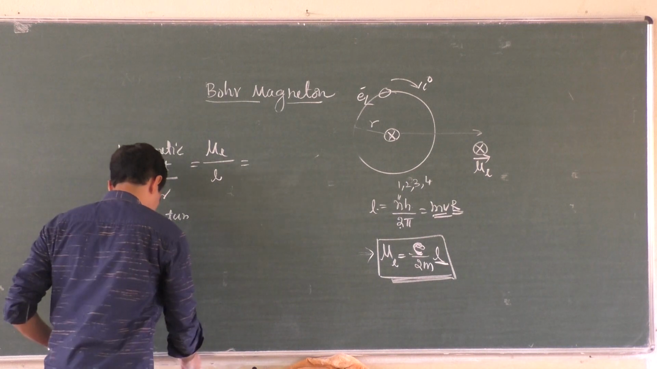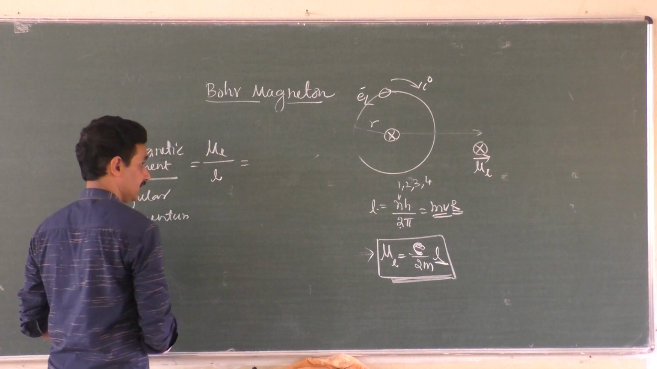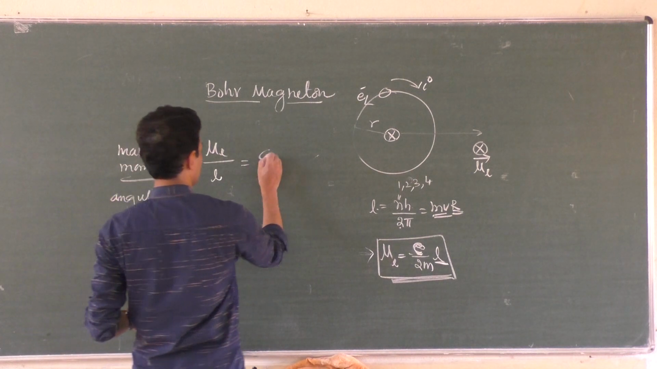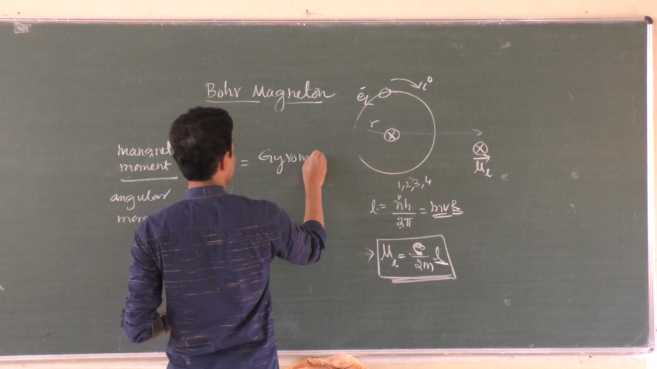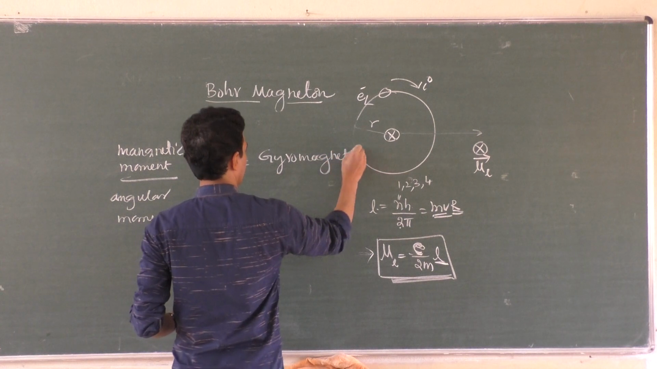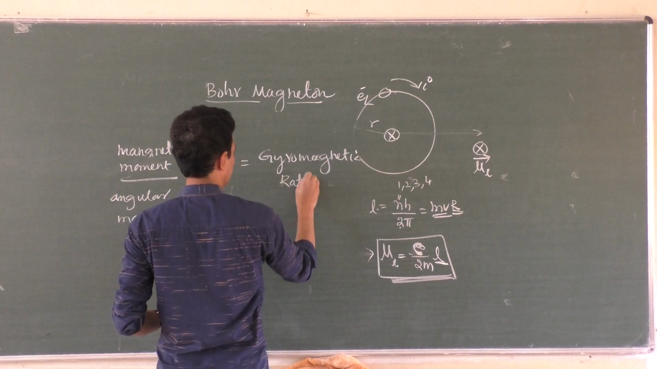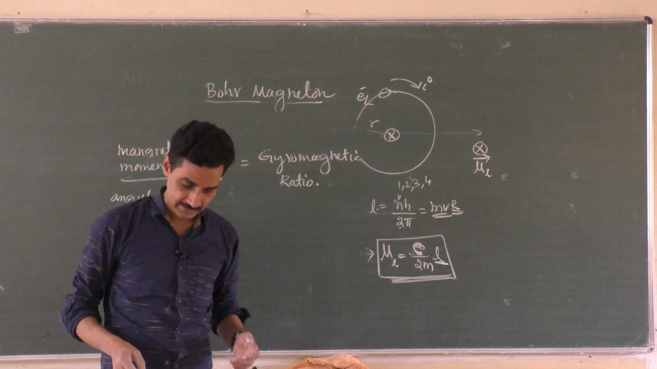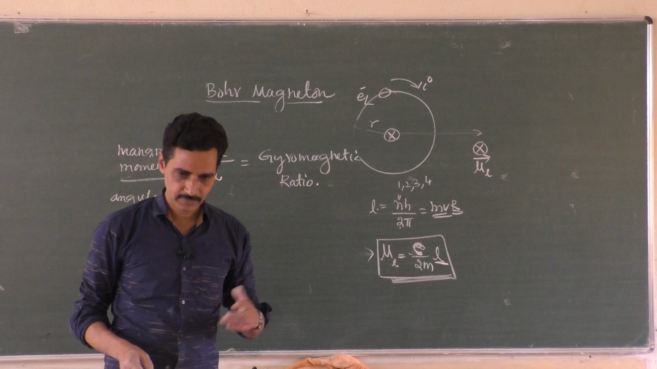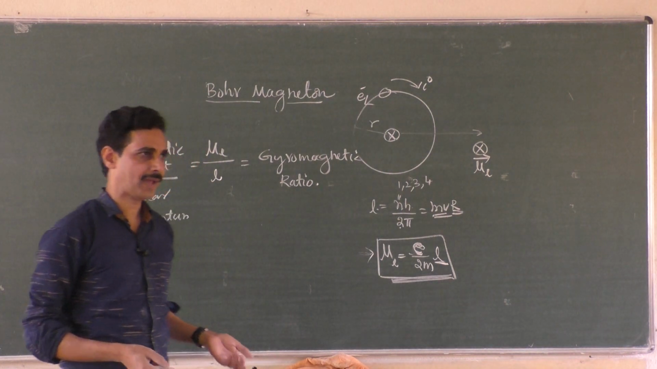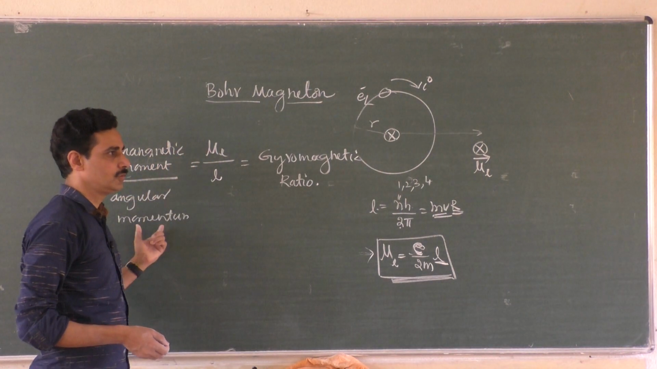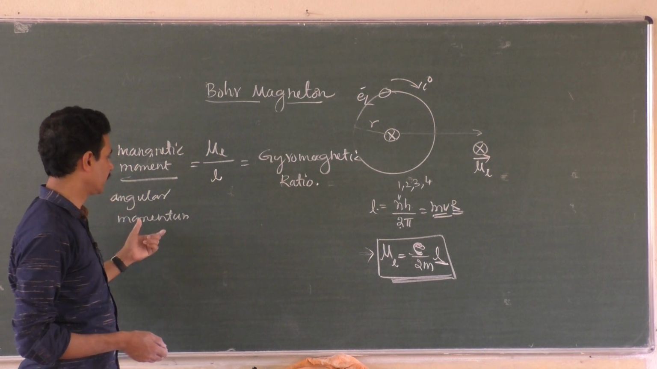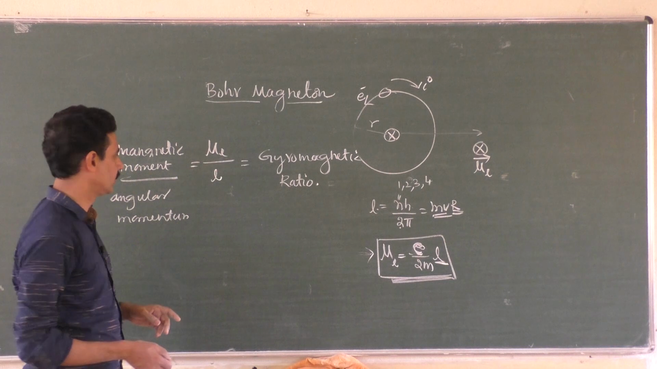This is not called Bohr's Magneton. This is called by another name, and that is gyromagnetic ratio. Yes, gyromagnetic ratio. It is not a very important question for the sake of exam. If you are asked what is gyromagnetic ratio, it is the ratio of magnetic moment of an electron to its orbital angular momentum. So magnetic moment to the angular momentum is called gyromagnetic ratio.